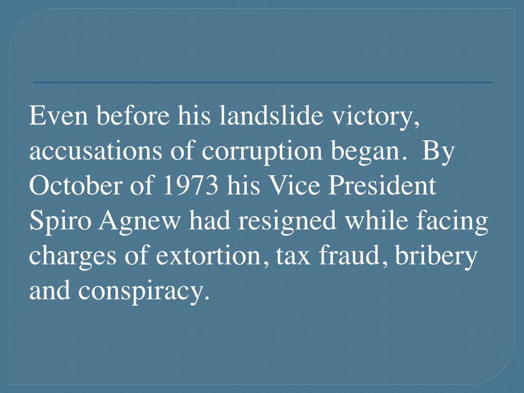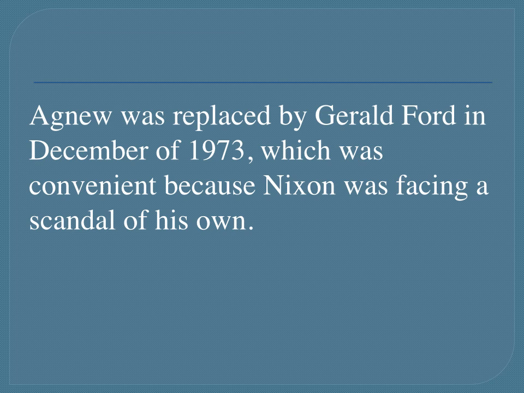Even before his landslide victory, accusations of corruption began. By October of 1973, his vice president, Spiro Agnew, had resigned while facing charges of extortion, tax fraud, bribery, and conspiracy. Agnew was replaced by Gerald Ford in December of 1973, which was convenient because Nixon was facing a scandal of his own.